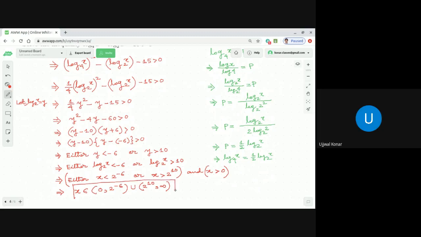If you look at the English statement I wrote one step above, that is, either x less than 2 to the power minus 6 or x greater than 2 to the power 10 and x greater than 0, and the set theoretic notation I wrote in the next step, that is x belongs to the open interval 0 to 2 to the power minus 6 union 2 to the power 10 up to infinity, they are the same. Correct or not? Clear? So this is the solution set.